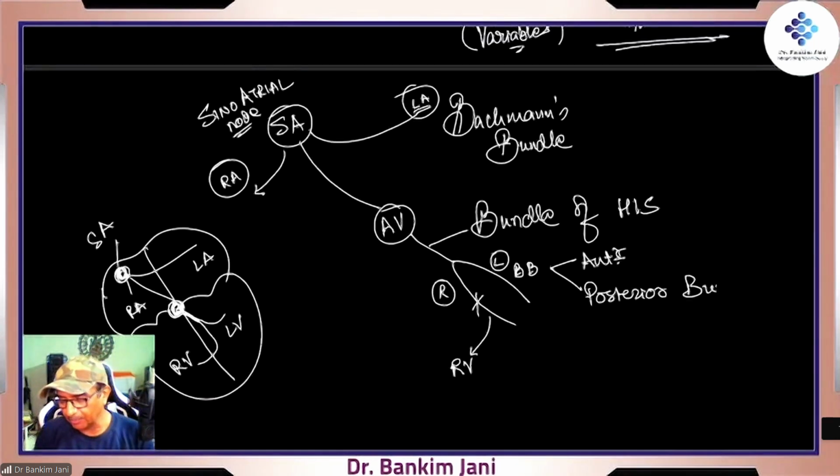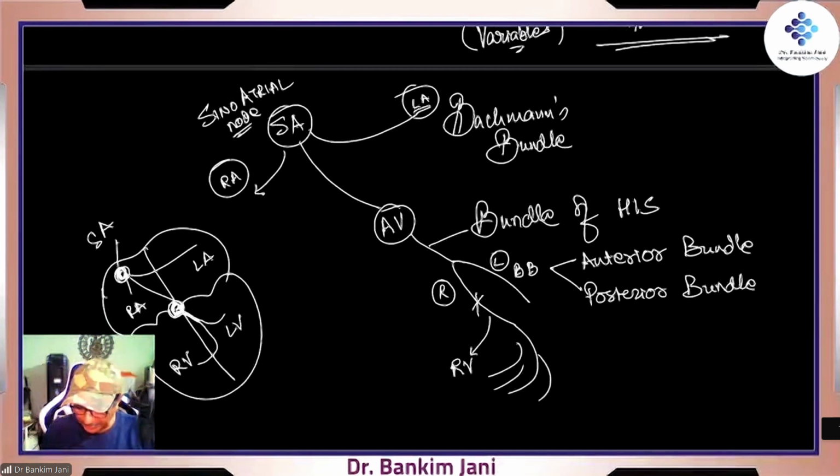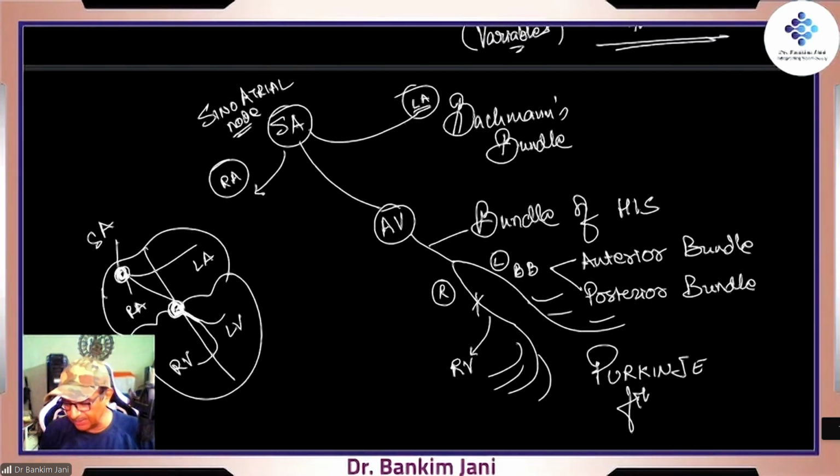Anterior bundle means these are nothing but nerves, right? So these are the nerves. This is the anterior bundle and the posterior bundle. Then after that, they will divide into multiple branches, and we'll collectively call all of them Purkinje fibers. These are the fibers which go into the musculature and supply deep to it. Okay, so this is the circuit.